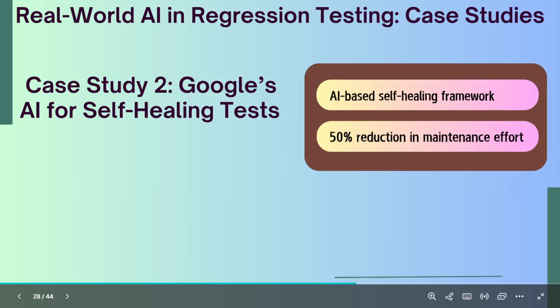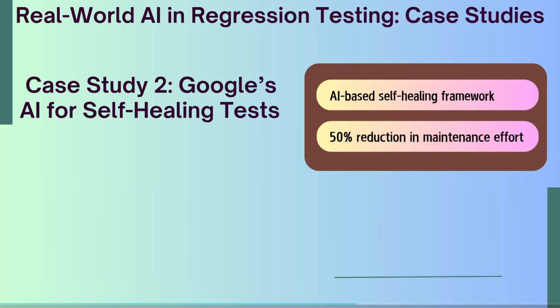Next is case study 2, Google's AI for self-healing tests. Google developed an AI-based self-healing framework for mobile app testing, and it resulted in a 50% reduction in test maintenance effort.